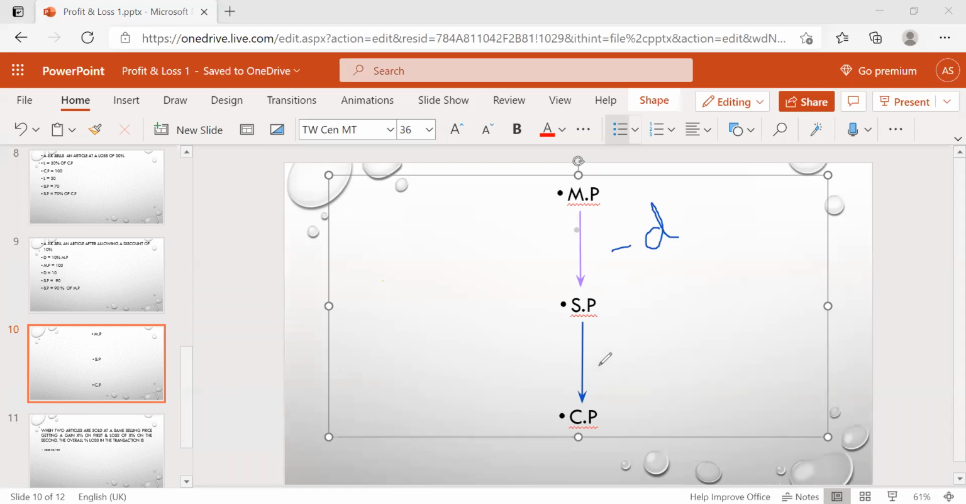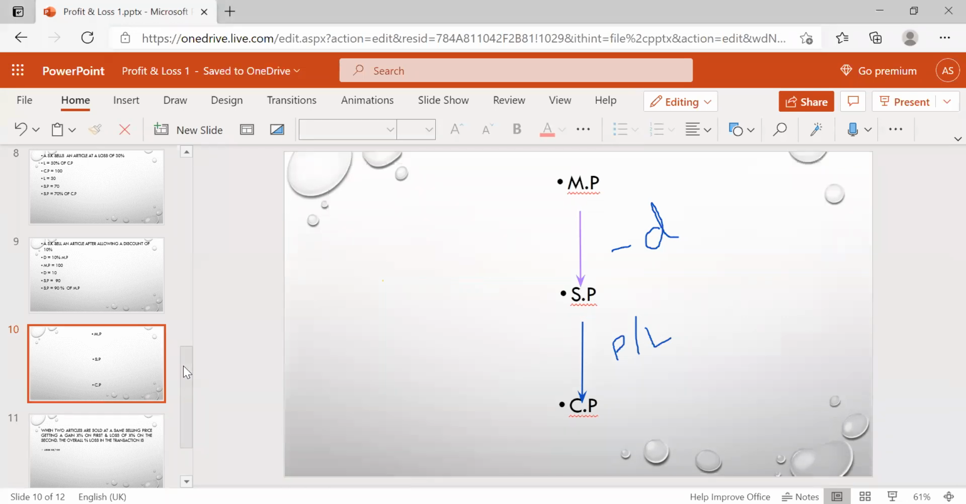So selling price minus or plus profit and loss will get cost price. Is it clear? So this is the part of the profit and loss. Mark price minus discount will get the selling price. Selling price minus profit will get the cost price. Selling price plus loss will get the cost price.